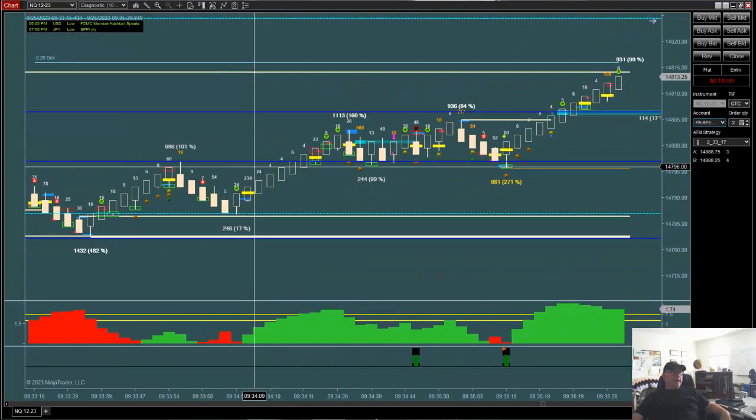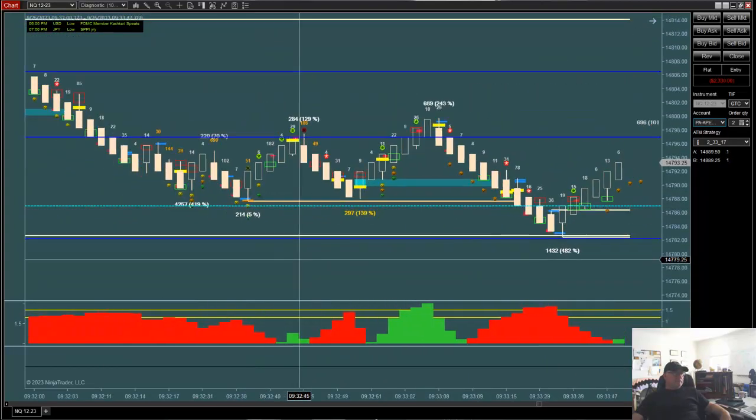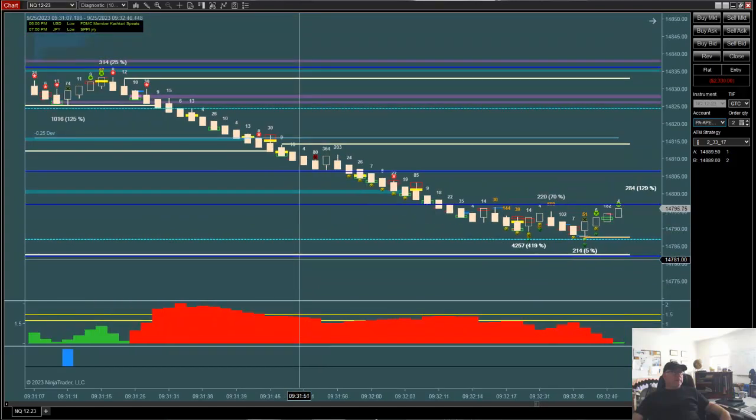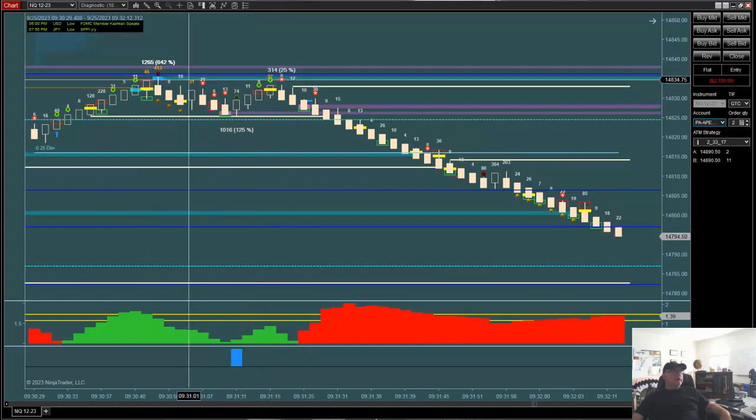I'm scrolling back to 930. I mean, I was just back. Look at this. This is the one I missed. 642. And then it goes down right here at 931. I wonder what that looked like at 930 to 931 on my Tiger chart. Let's look.